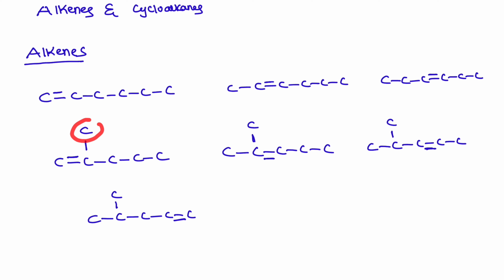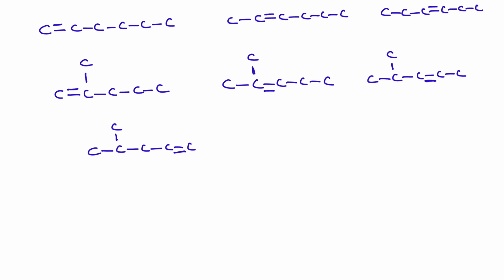You can see the position of the double bond. Double bond at 1, methyl is at 2. Double bond at 2, methyl is also at 2. Double bond at 2, methyl is at third position. Double bond is at first position, methyl is at fourth position.